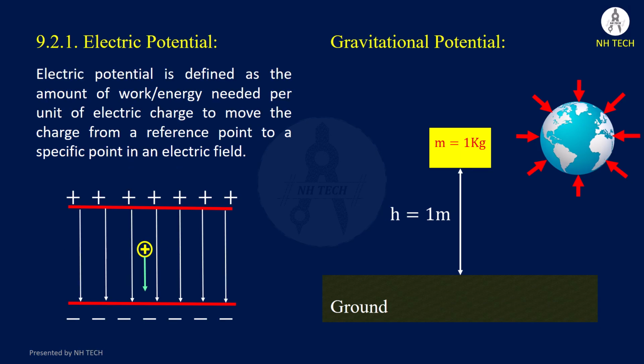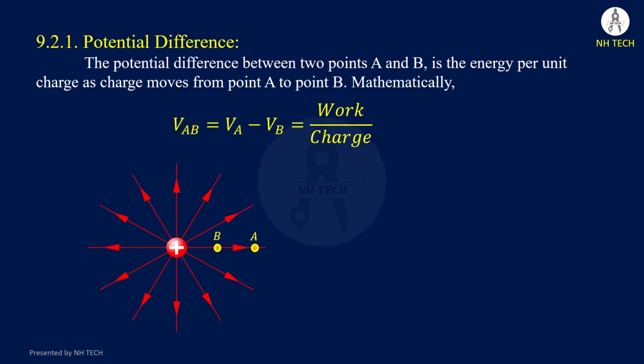So, based on this concept, electric potential is defined as the amount of work done in moving a unit positive charge from one point to another within an electric field. More specifically, we also call this concept potential difference. It is defined as the energy per unit charge when a charge moves from one point, say, point A, to another point, point B, in an electric field.